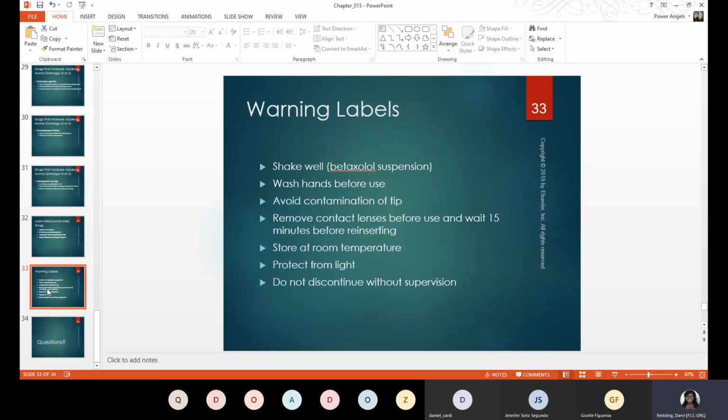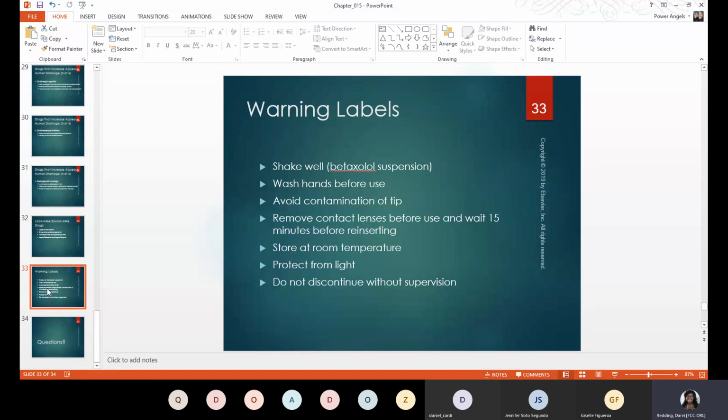betaxolol suspension. It's important that when patients are using eye drops, it's not counseling as a pharmacy technician if you remind them to make sure that they wash their hands before they use the eye drops. There are some warning labels that might be associated, but if not, you can just remind the patient, make sure that you remember to wash your hands before using the medicine, and that could be like a little reminder.